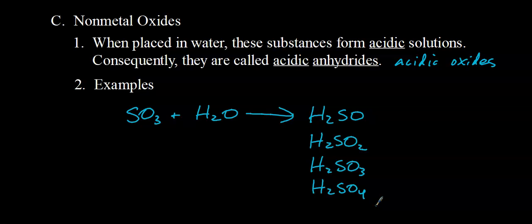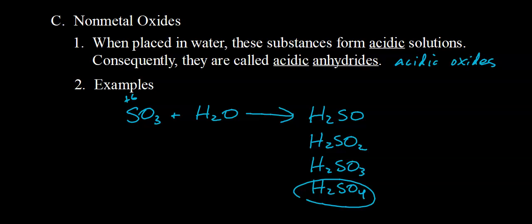Again, all the sulfur-containing ternary acids are diprotic, which means they have two hydrogens. I think I said binary before. Diprotic, two hydrogens. So here's your options. So go ahead and pause the video, identify the oxidation state of sulfur in SO3, and then find the correct formula where sulfur has the same oxidation state as in SO3. Go ahead and pause the video.